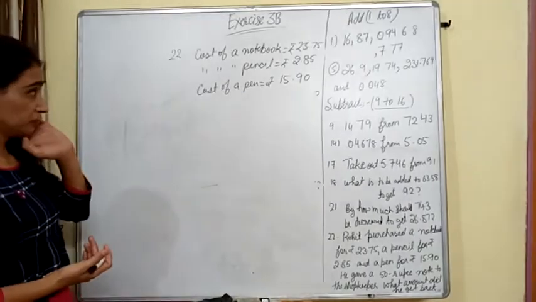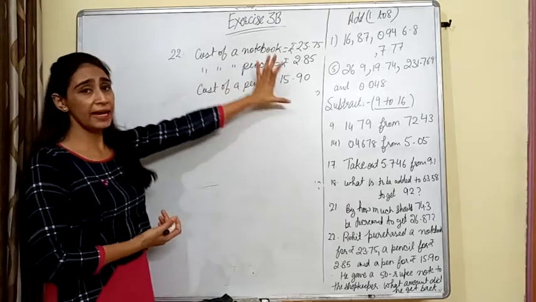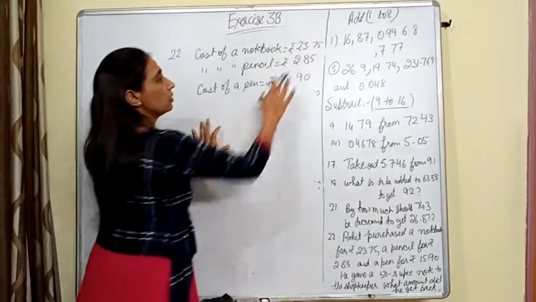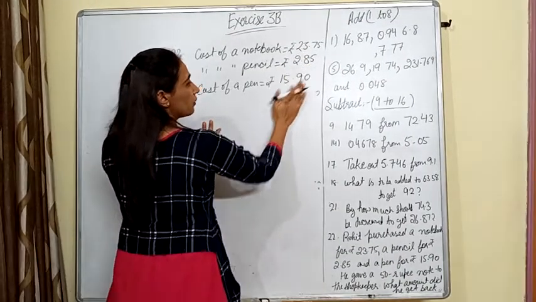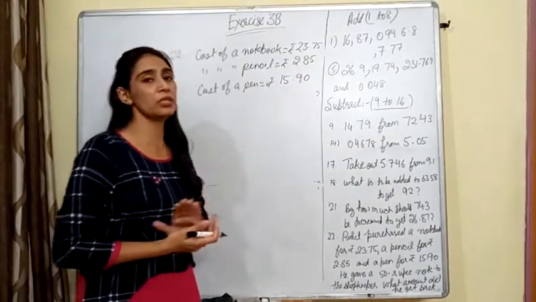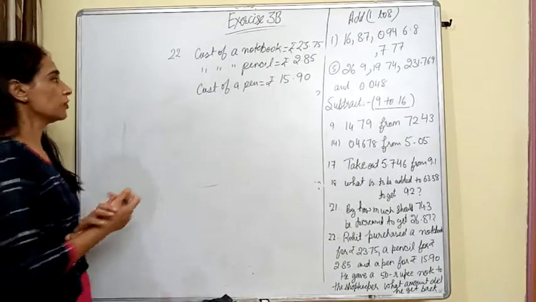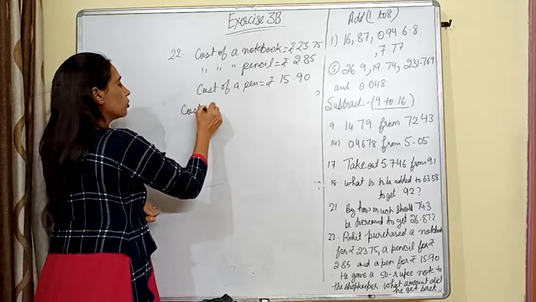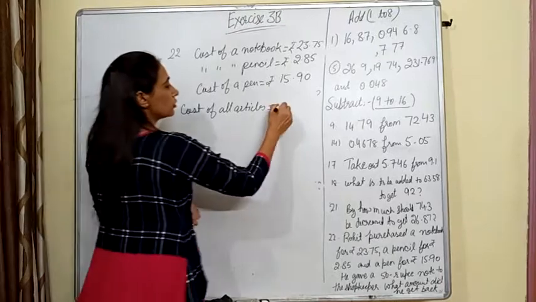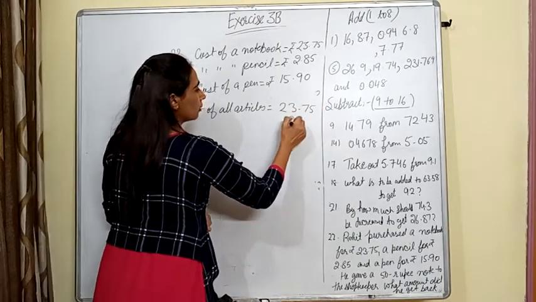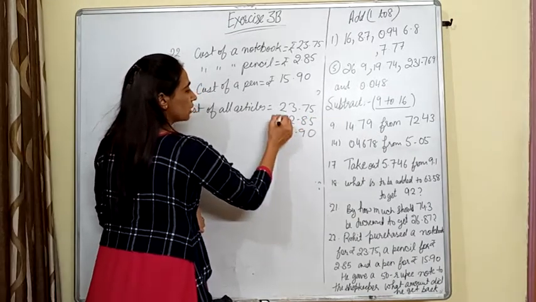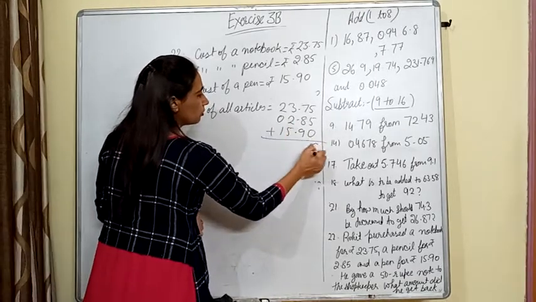We have to add all these three costs, so they should be in like decimals: 23.75, 2.85, 15.90. All are in like decimals because after the decimal in all the numbers there are 2 digits. So cost of all articles, add them: 23.75, 2.85, 15.90. You can put 0 here, plus this.